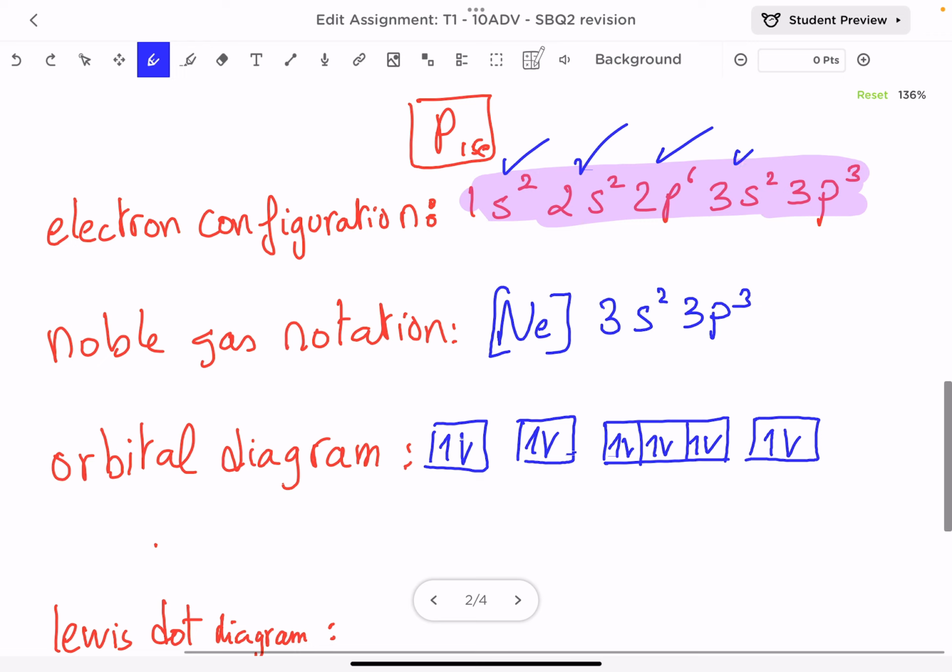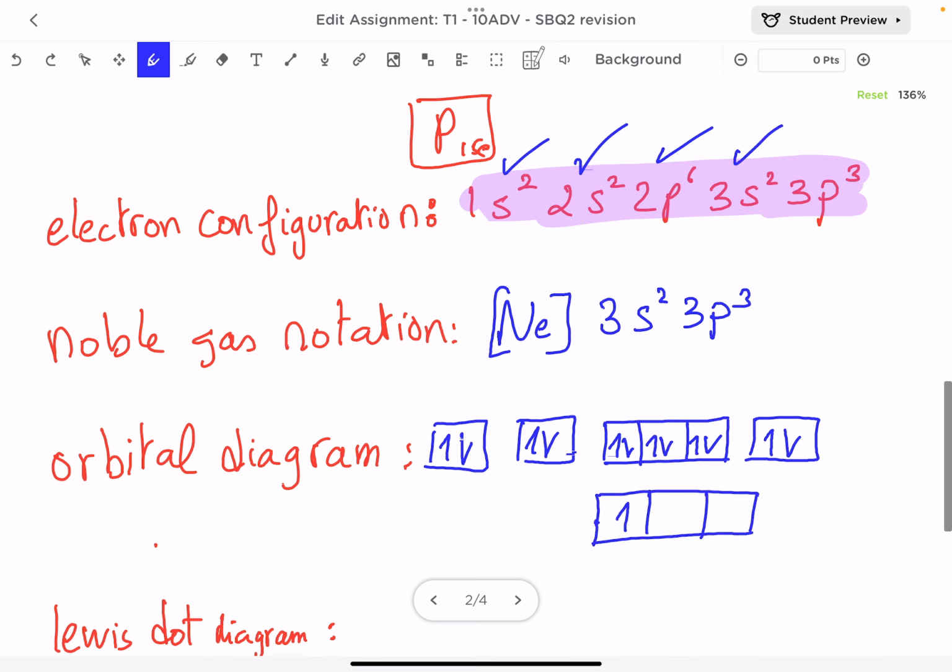And there's no space. I'm going to do it down. 3p3: 1, 2, 3. Any way of drawing 3p3 other than this would be considered wrong. Okay?